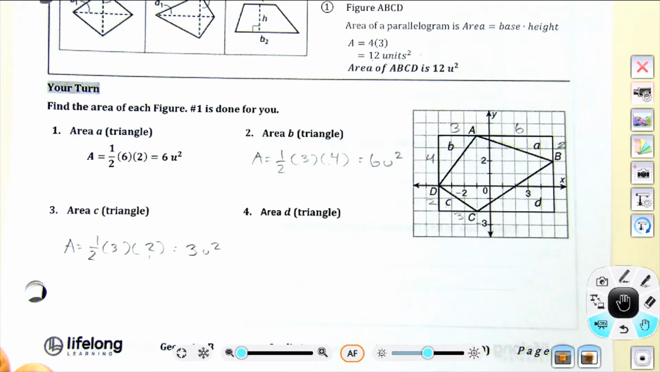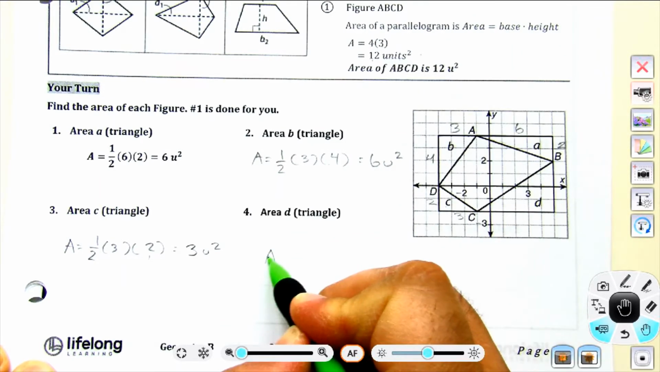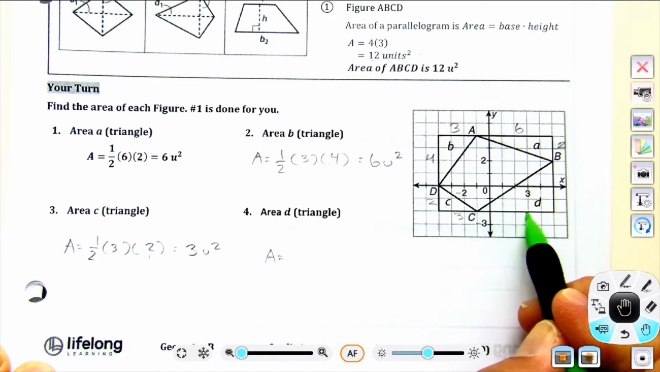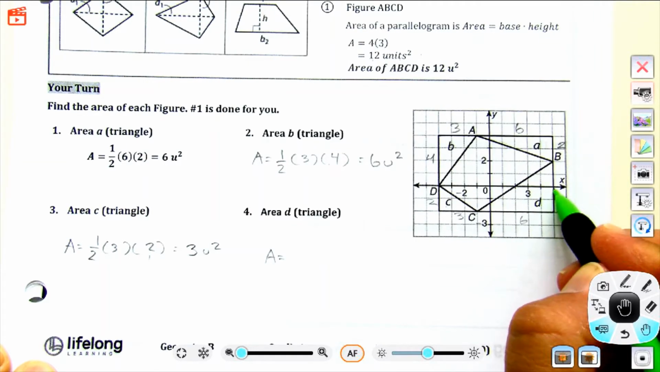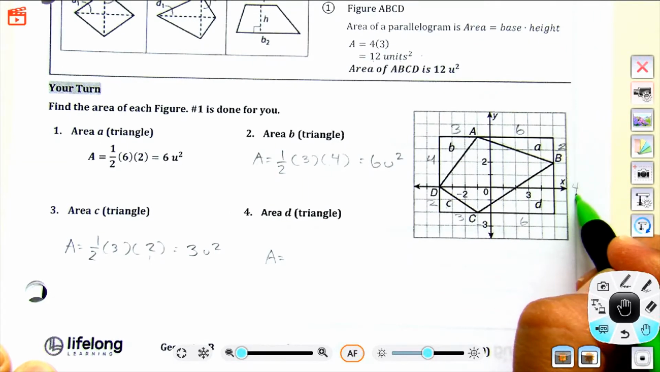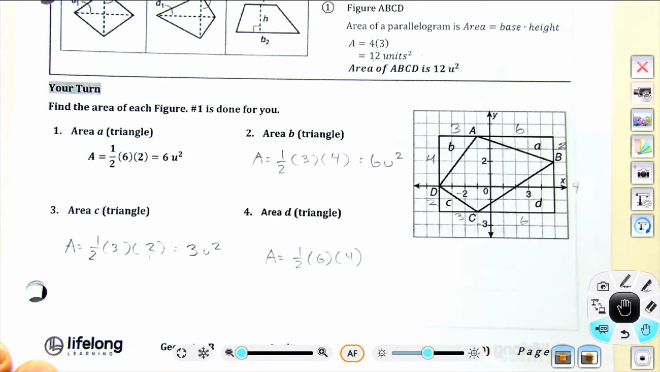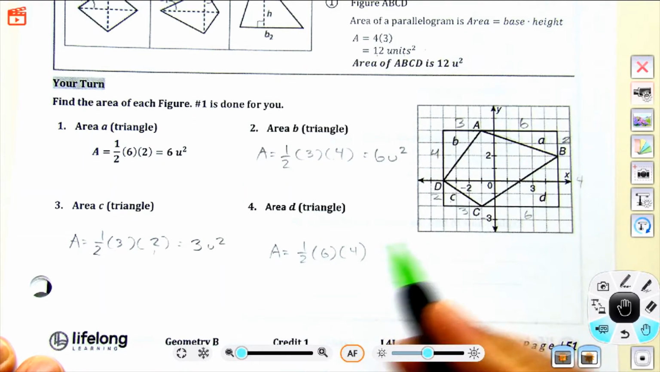Okay, let's look at triangle D. The base would be 1, 2, 3, 4, 5, 6, and the height would be 1, 2, 3, 4. So 1/2 times 6 times 4. 6 times 4 is 24, and then half of 24 is 12. So this would be 12 units squared.